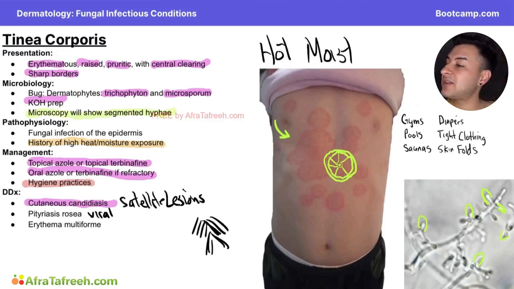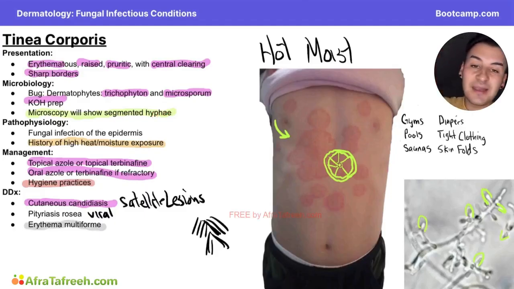Our last thing on the differential is going to be erythema multiforme, which classically is described as having a central clearing. But with erythema multiforme, I'm highlighting it in gray because these tend to be described as a dusky gray clearing instead of a clearing that is like what we describe with the bicycle spokes here in the dermatophyte infection.